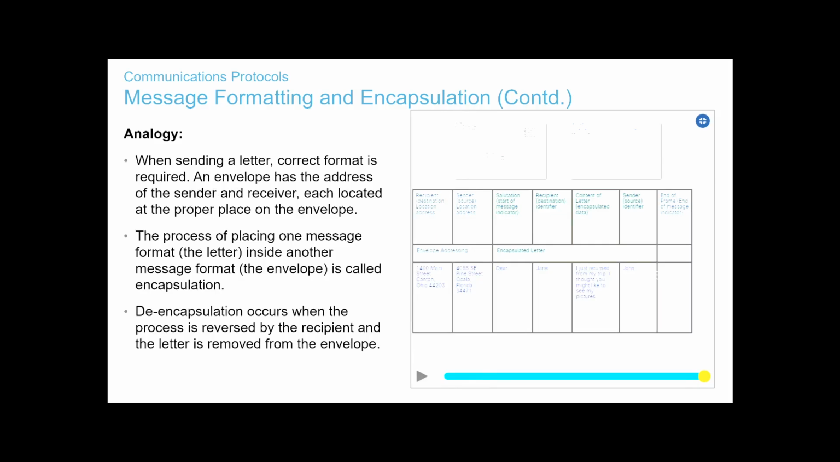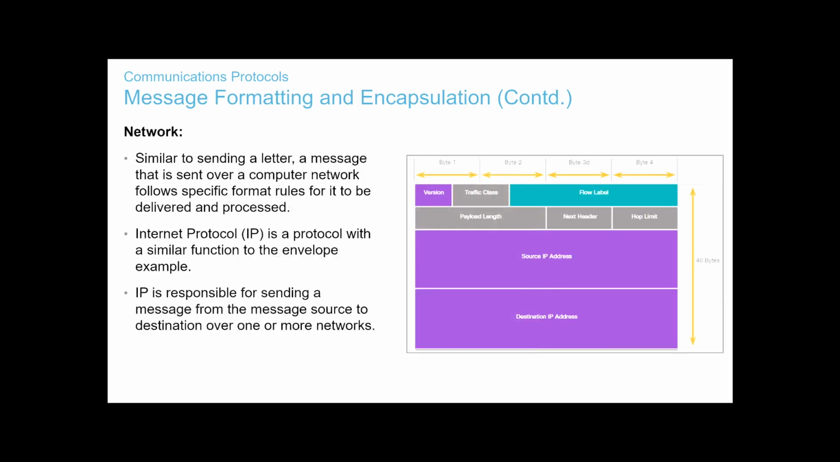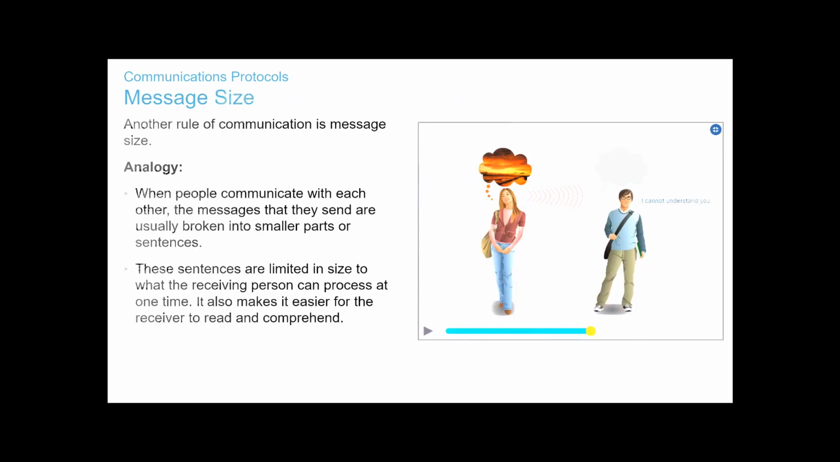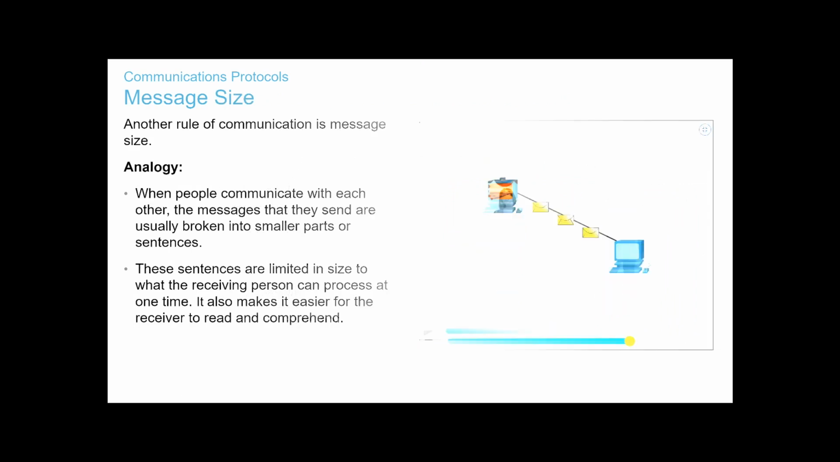So the message formatting has to be, that message has to be formatted. There is many times a beginning of frame and an end of frame. Similar to sending a letter, that message is sent over a computer network and it follows a specific form. Actually, the IPv6 header is much less complicated than the IPv4. But IP sends a message from the message source to the destination over one or more networks. And this is just the analogy of communication. And I think you all have seen this analogy before.